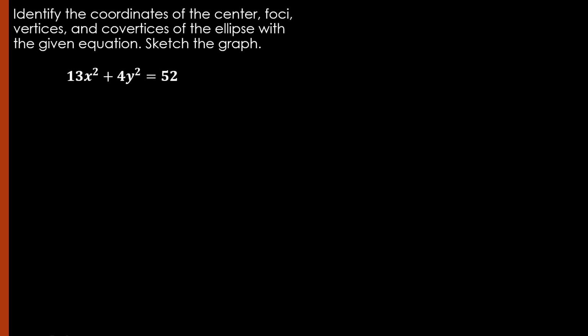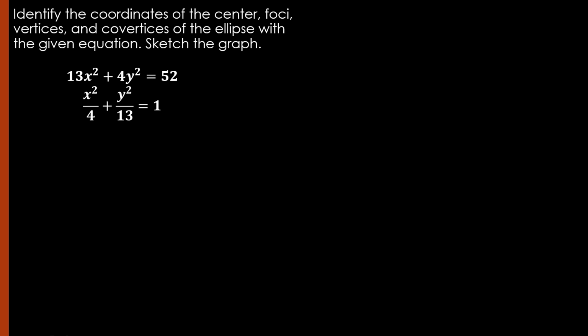Next, we have 13x squared plus 4y squared equals 52. Since this given is not yet in its standard form, let's manipulate this by dividing all the terms by 52 so that the right side of the equation, which is a constant, is just 1. So dividing all the terms by 52, we will have x squared over 4 plus y squared over 13 equals 1. As you can see, it is now in its standard form.